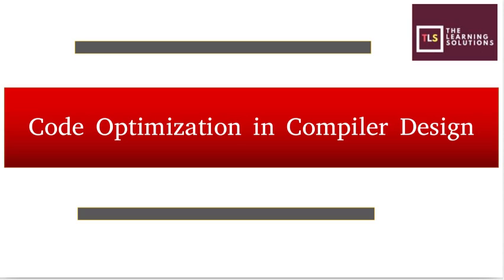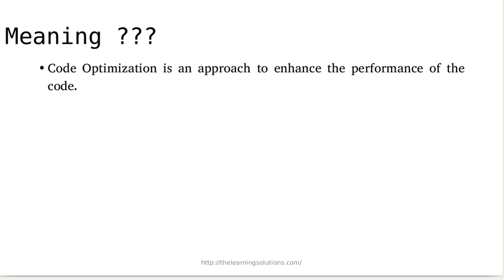In this tutorial, we are going to discuss code optimization in compiler design. So, code optimization is the phase present in the synthesis phase, or at the back end of compiler phases. First of all, let us understand what code optimization is. Code optimization is a process through which we enhance the performance of code. In a shorter way, we can say we are making improvements in the existing code.